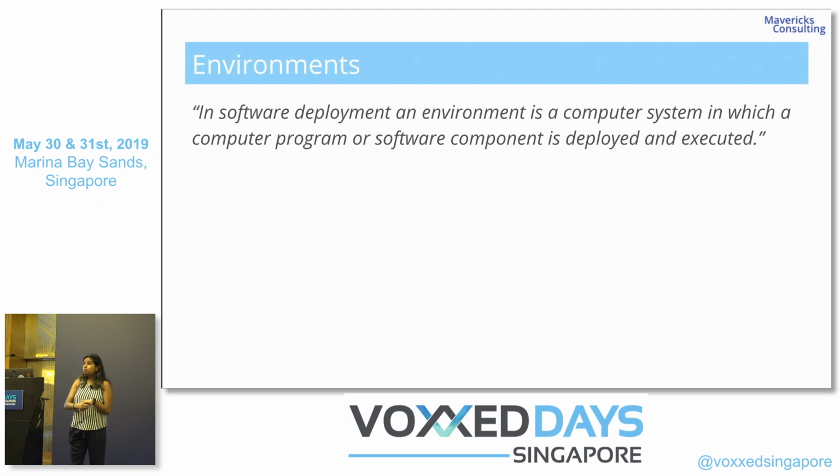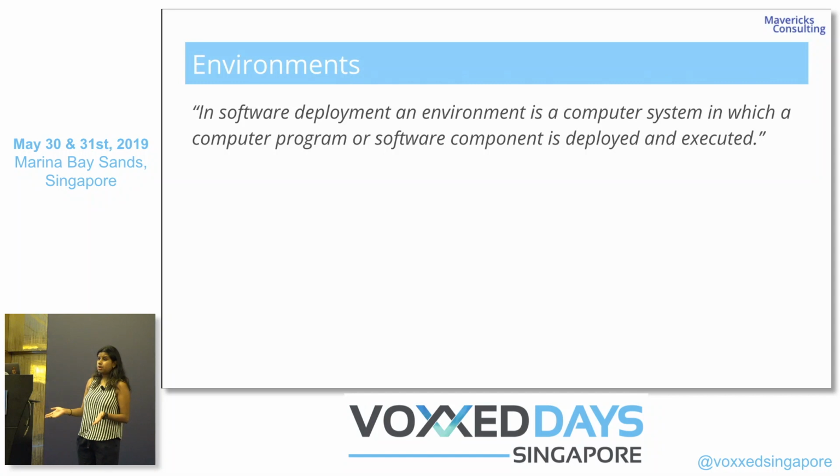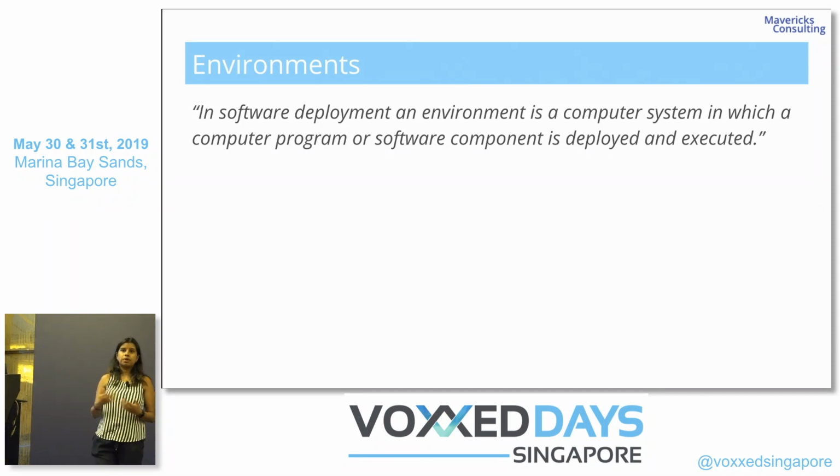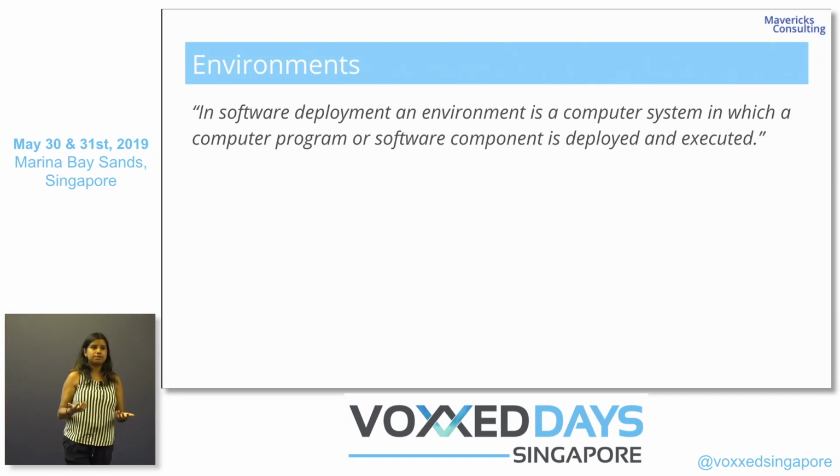The last term is environments. So an environment is nothing but a running instance of your application or your software that you can use for any purpose. To quote the definition, in software deployment, an environment is a computer system in which a computer program or software component is deployed and executed. If you're familiar with the software delivery lifecycle, you have different test environments and you have a production environment, which, as the name suggests, are used for different purposes.